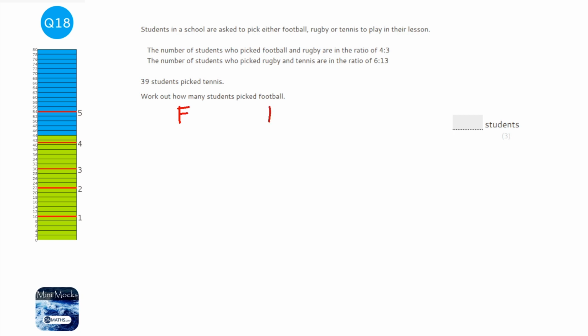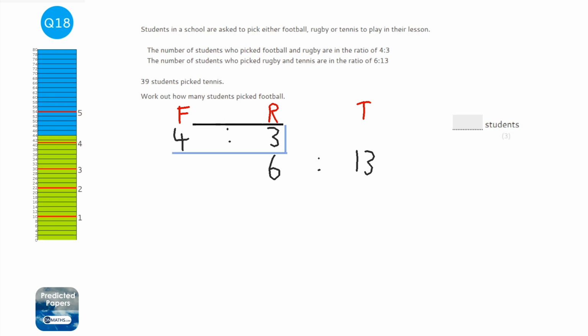So we've got football, rugby, and tennis. Football to rugby is 4 to 3, and rugby to tennis is 6 to 13. So these two ratios are kind of incompatible at the moment. We've got this one here, which is linking the football and the rugby, and this one here, which is linking the rugby and the tennis.